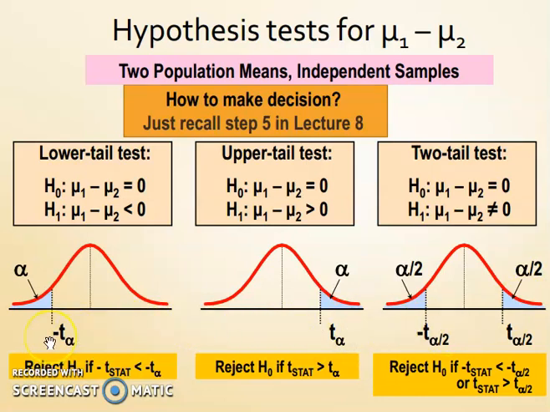This is the negative side of the critical value, this is the positive side of the critical value, and then this is the positive and negative, but here alpha divided by 2. So we will reject H null if the test statistic falls in this shaded area, or minus t stats is less than minus t alpha. Here the t stats is greater than t alpha, and here whether it is less than minus t alpha over 2 or it is larger than t alpha over 2.